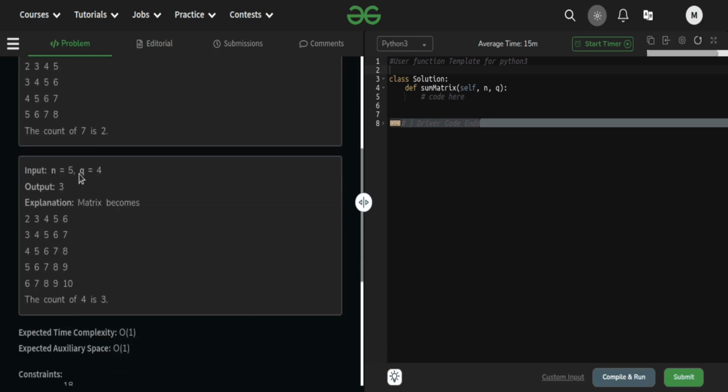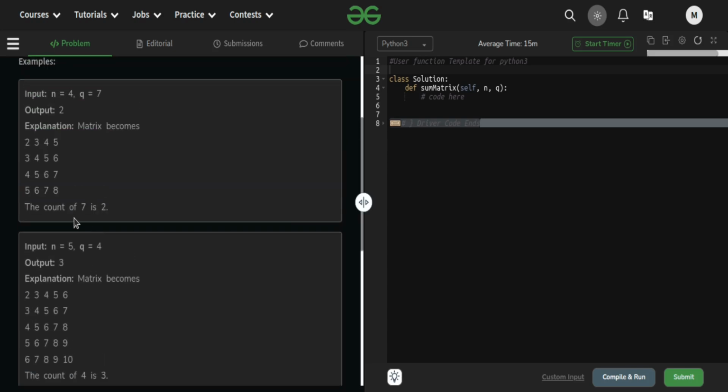Similarly, in the next example, the dimension of the matrix is 5 by 5 and q equals 4, and as you can see there are 3 entries for 4, because of which we are returning 3 over here. So that's about the problem statement, folks. Now let us discuss the solution of this problem.